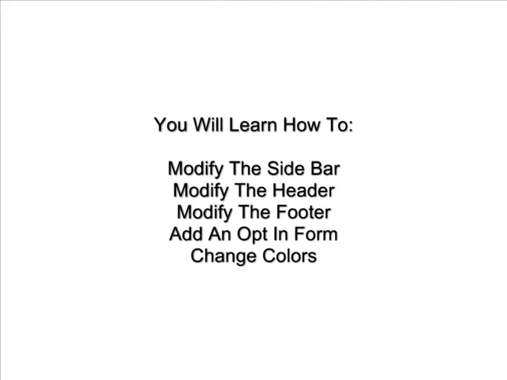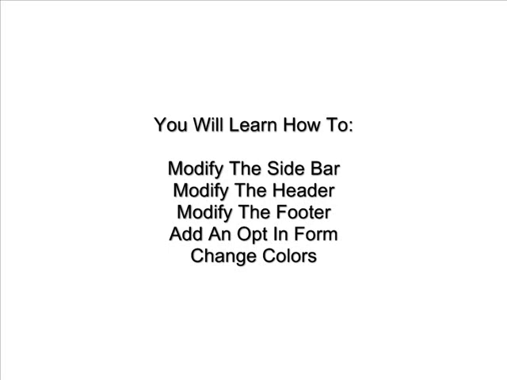In this video series, you're going to learn how to modify WordPress themes. We're going to go through the process of modifying the sidebar, modifying the header, modifying the footer, adding an opt-in form, and changing the colors of a couple of different WordPress themes. They all basically have similar elements no matter who created them, so it's pretty easy to find where you need to make the changes.